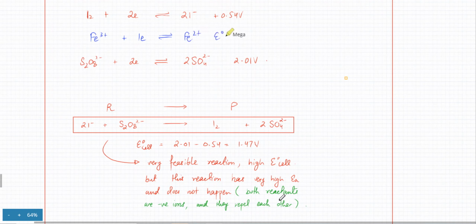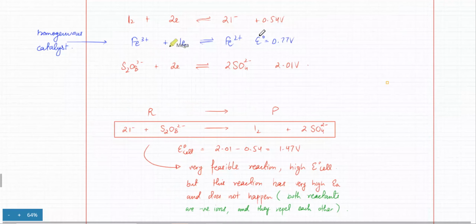And in the data booklet, this is what Fe3 plus and Fe2 plus do, and this is the potential: Fe3 plus might gain electrons to form Fe2 plus, or vice versa, Fe2 plus might lose electrons to form Fe3 plus. The potential for this is 0.77 volts. So this has been added as a catalyst, and as a homogeneous catalyst specifically.